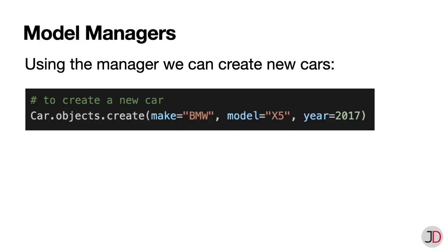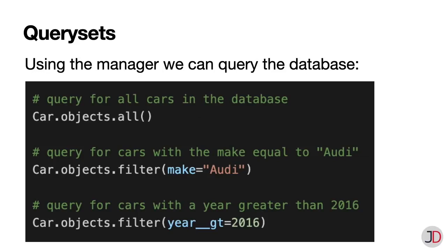And again, this comes with Django by default. This is what Django provides us. But it's not the only thing that we can do. So we can also create these queries. And this is where the concept of a query set comes in. So using the manager, we can query the database.